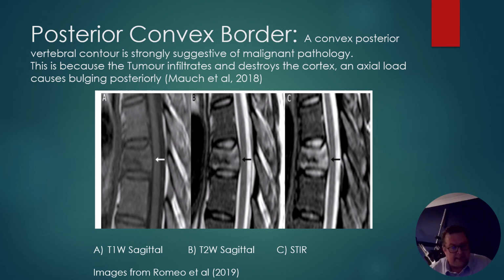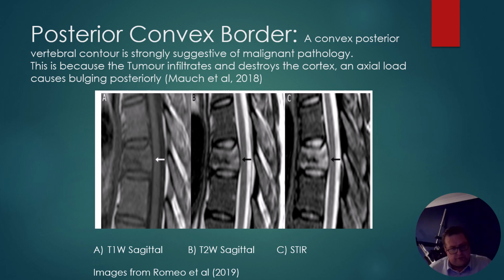The next one we look at is the convex border. You can see here, instead of it being more or less straight down, it starts to bulge. This is thought to be related to when the cortex is destroyed by malignancy, the axial pressure down causes the force to move and causes bulging. And this is another finding that can be strongly suggestive of malignant pathology.